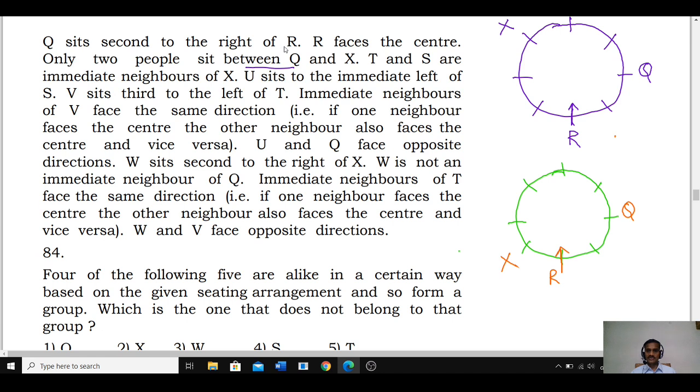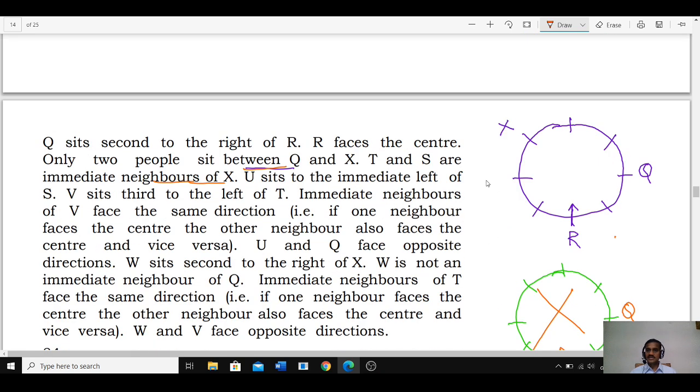Q sits second to the right of R. R faces the center. Only two people between Q and X. And T and S are immediate neighbors of X. But as here T and S cannot be immediate neighbors, this case is completely ruled out. Hence T and S are immediate neighbors.